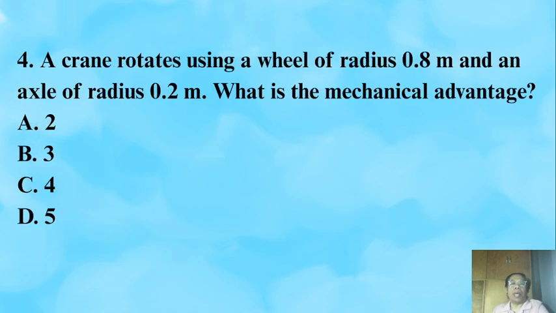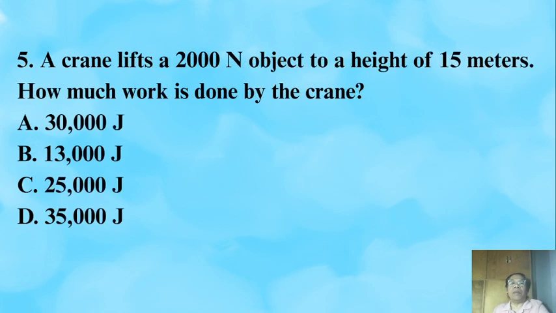Number 4. A crane rotates using a wheel of radius 0.8 meter and an axle of radius 0.2 meter. What is the mechanical advantage? Letter A, 2. Letter B, 3. Letter C, 4. Letter D, 5.